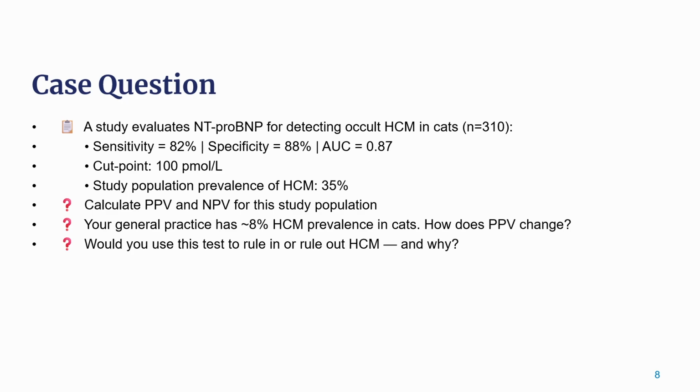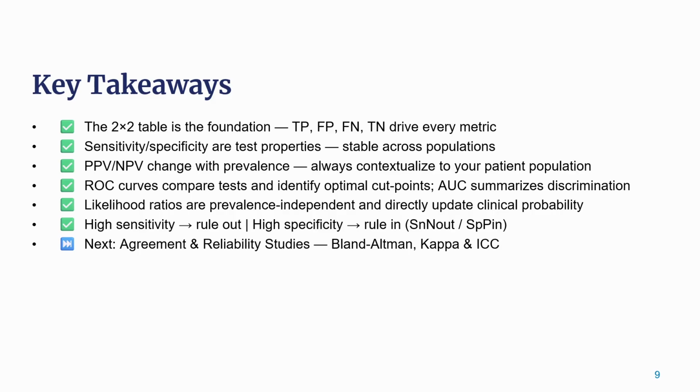Key lesson: always recalibrate published positive predictive value and negative predictive value to your own practice prevalence before applying them clinically. To sum it up, diagnostic test accuracy is one of the most practically important areas of veterinary literature interpretation. The 2x2 table gives you everything you need.